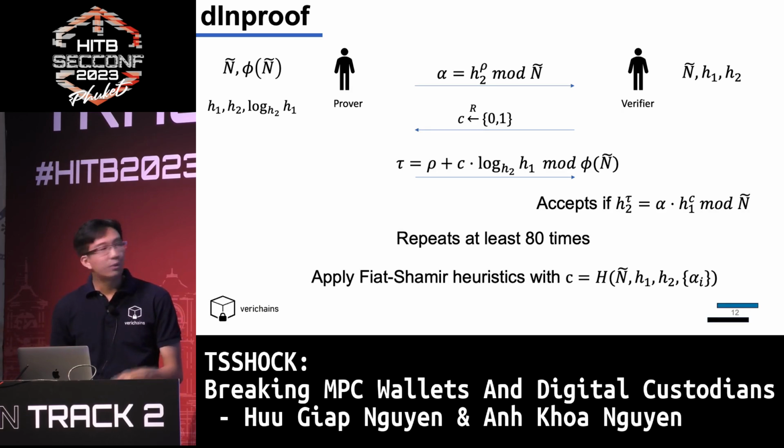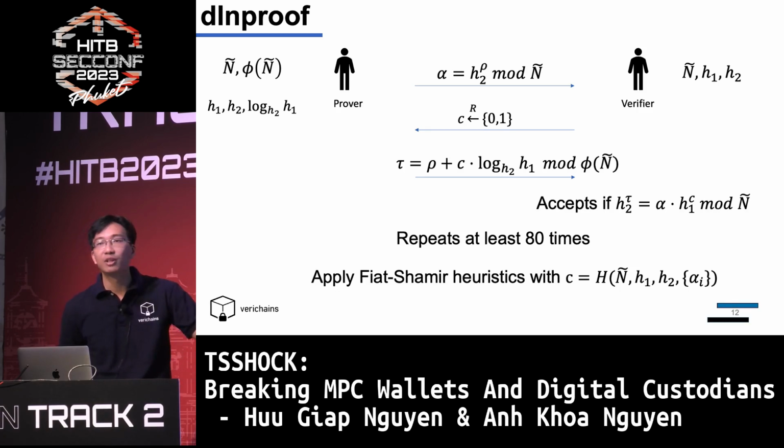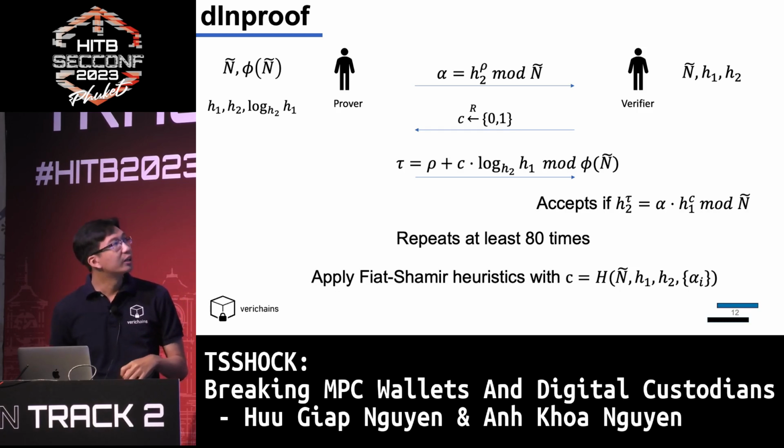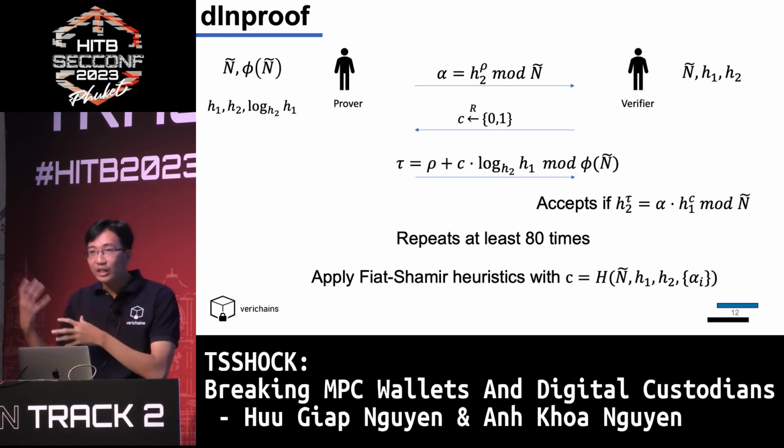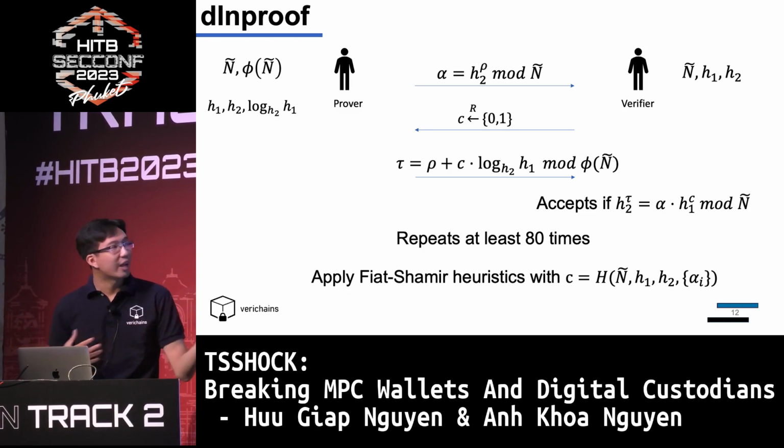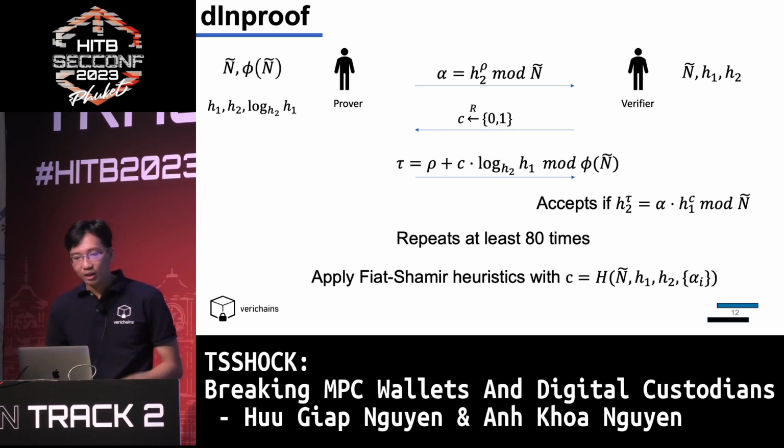So you apply the Fiat-Shamir heuristic, which turns an interactive protocol into a non-interactive version. In this case, you have the challenge be a hash of the public values, so that the verifier, when it receives them, can calculate the challenge. And because the hash is kind of random, it works.